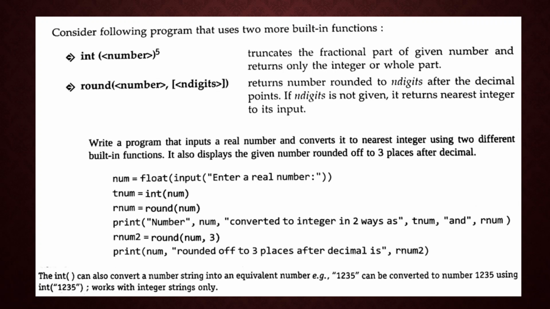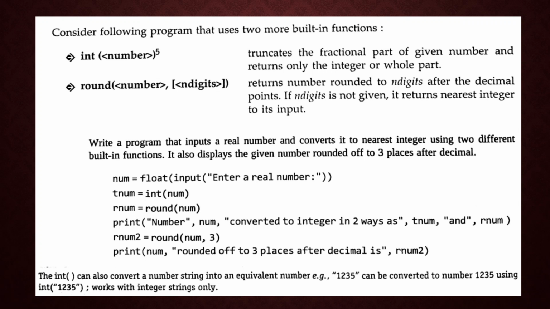RNUM2 equal to round num, 3. So another variable, round num, 3, that is, rounded off to 3 decimal places. Print num rounded off to 3 places after decimal is RNUM2. So that will display the given number. Sorry, not rounded number, rounded off to 3 places. So that will be displayed.